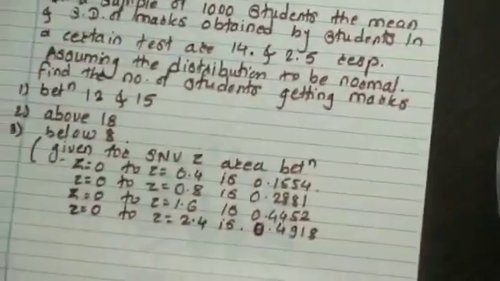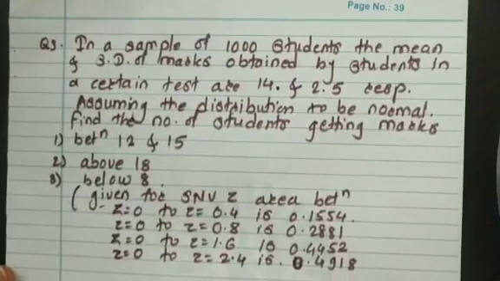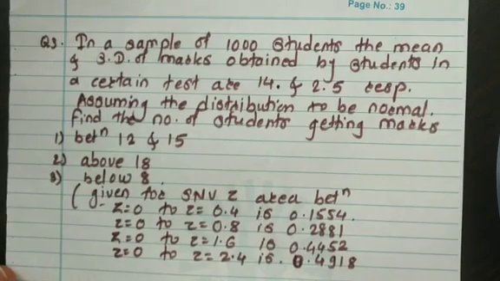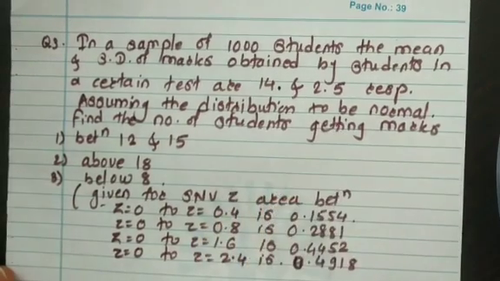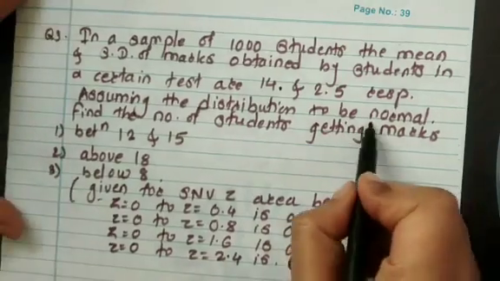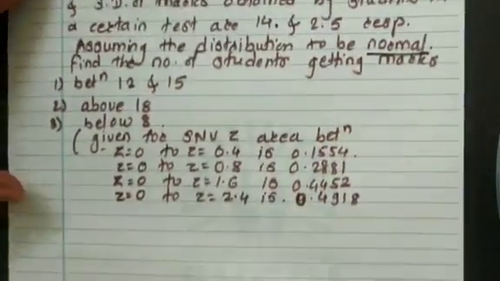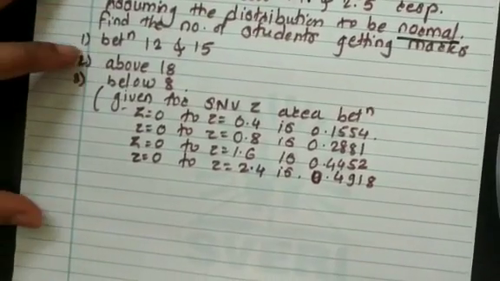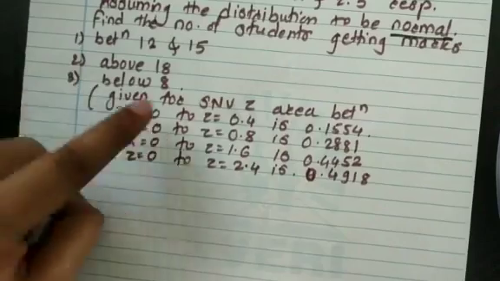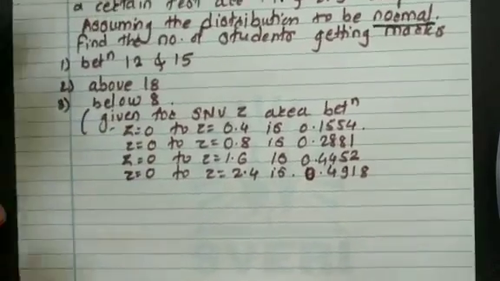Okay, we'll take the next example. In a sample of 1000 students, the mean and standard deviation of marks obtained by students in a certain test are 14 and 2.5 respectively. Assuming the distribution to be normal, find the number of students getting marks. There are 3 questions. First is between 12 and 15, above 18 and below 8. Some areas are given to you.